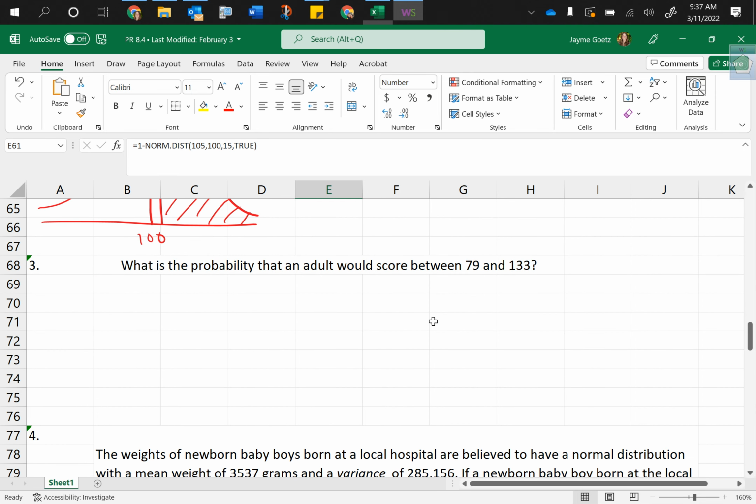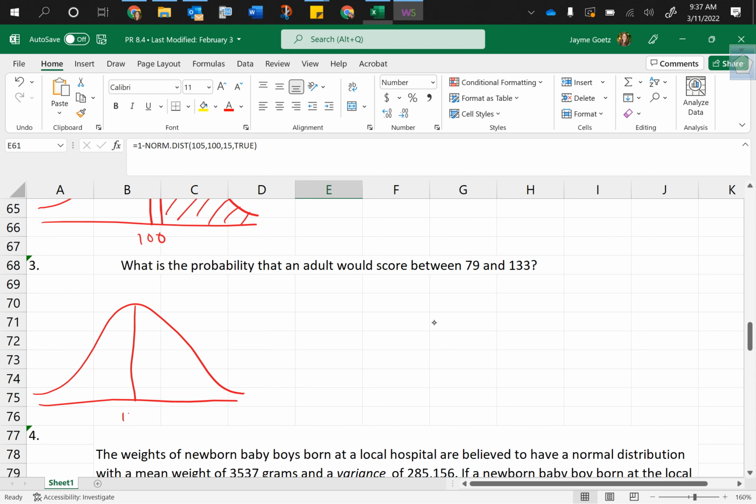Number 3, what's the probability that an adult would score between 79 and 133? Again, it's the same problem. So I'm going to have my standard normal curve. I have my mean of 100. And they say, what's the probability that an adult would score between 79, so that's going to be down here, 79, and 133. That's going to be up here, 133.